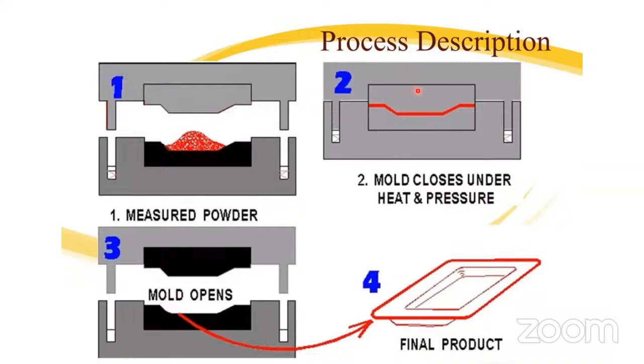Now, second is close the mold. See, this charge gets the shape of this. It may be a dish like this. This is a dish. The mold closes under the heat and pressure. Heat is already there. Now you are closing it here by the hydraulic press. And the mold is closed here now.